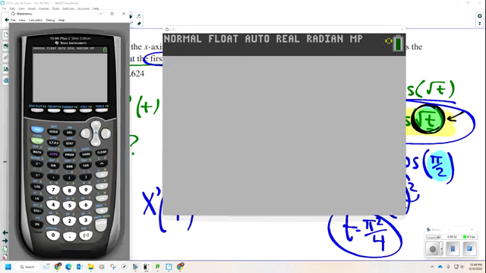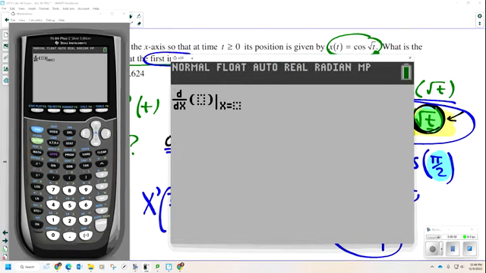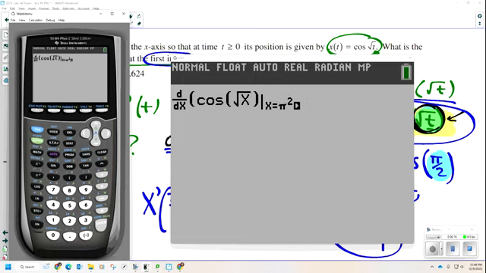Math 8. My derivative with respect to x, because we're using x, of what is position? What is the equation I'm taking the derivative of? It's the cosine of the square root of x, because we're using x instead of t, at what value of x? I don't know. Why don't we do this? Pi squared divided by 4.